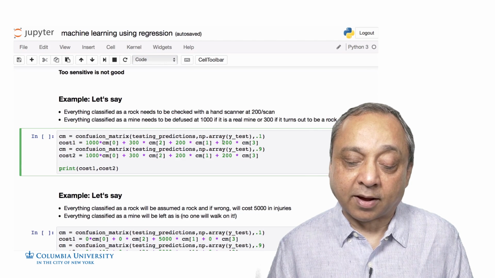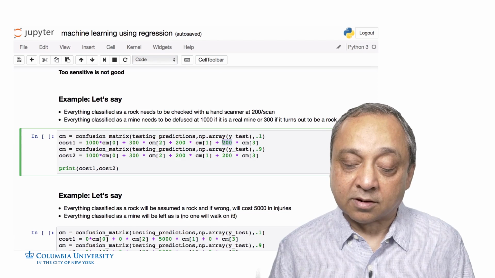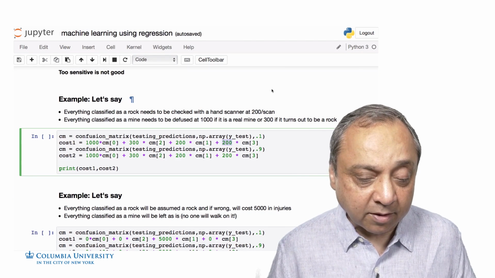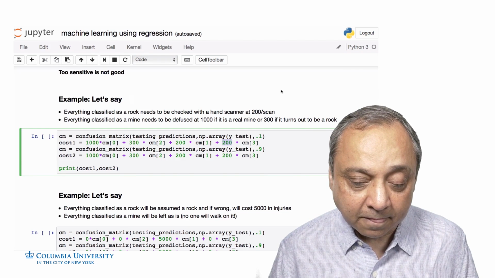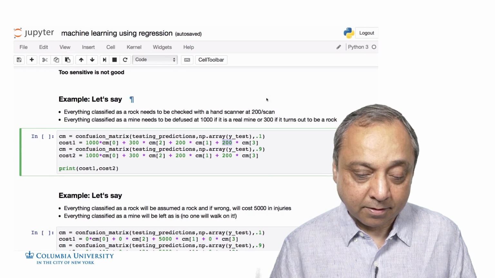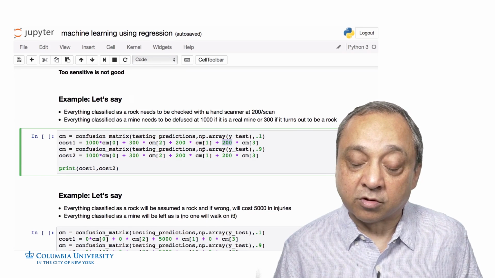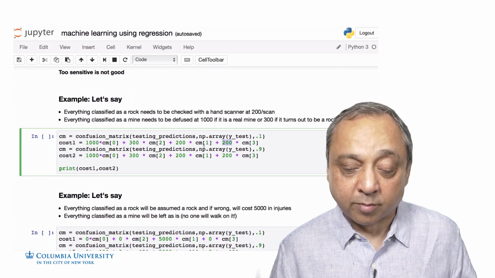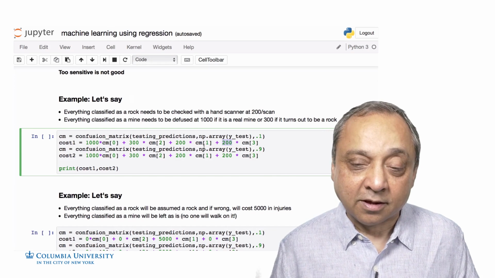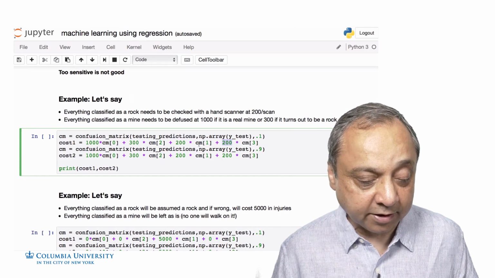And if a mine is classified as a rock and we can check it, and assuming nobody gets blown up, then that costs us another $200, right? Am I right about this? Let me see. Yeah, these are classified. So it could be a different number here, because if you classify a mine as a rock and it turns out to be a mine, you might get blown up. But in this example, let's just say we are safe. We go and test it. It costs us $200, but it doesn't kill us, right?